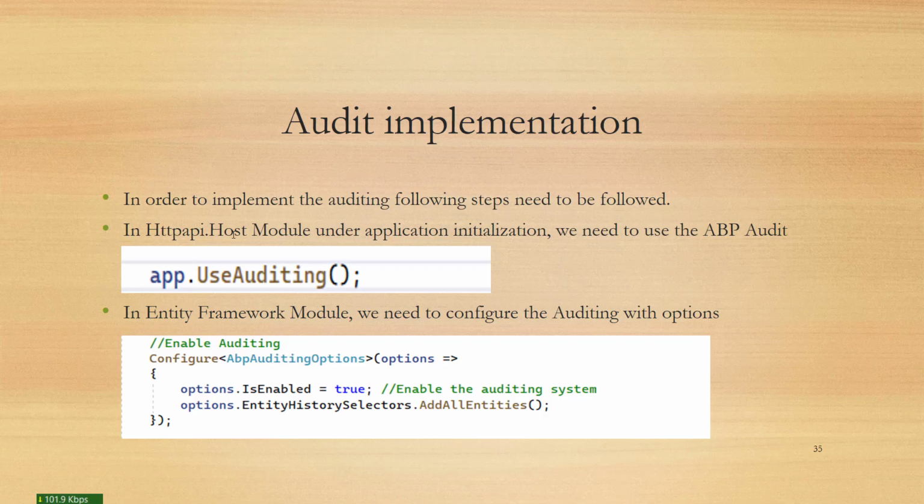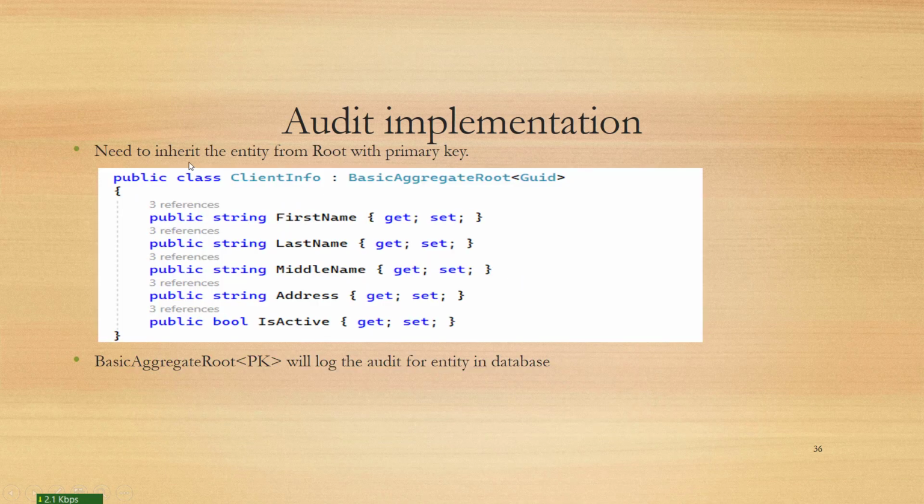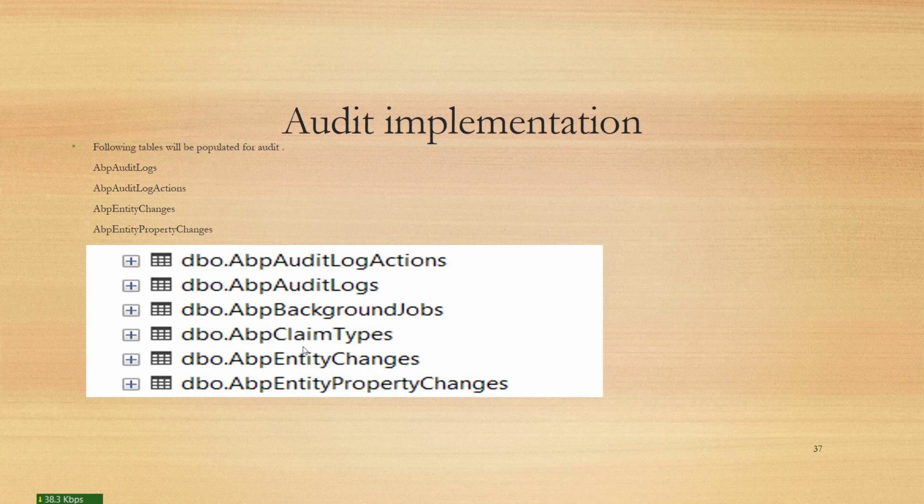So far what we have done is we have enabled the auditing in both HTTP and then the Entity Framework, and then these aggregate roots we have enabled. I'm also showing on the screen, just for the sake of knowledge, that this GUID should also be the key, and needs to be enabled, otherwise it will not work. Then comes the audit implementation.